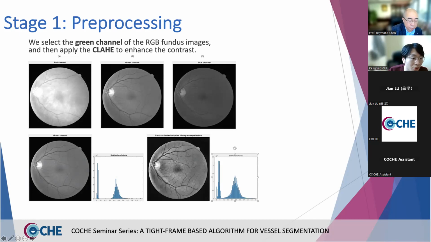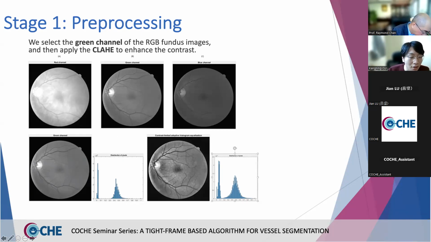So we use the green channel as the input, and then we use the green channel to do CLAHE, which is contrast limited adaptive histogram equalization, to enhance the contrast. So we can see the density here, the frequency or the count of the distribution of the pixels. We can see that the contrast is enhanced by doing CLAHE.